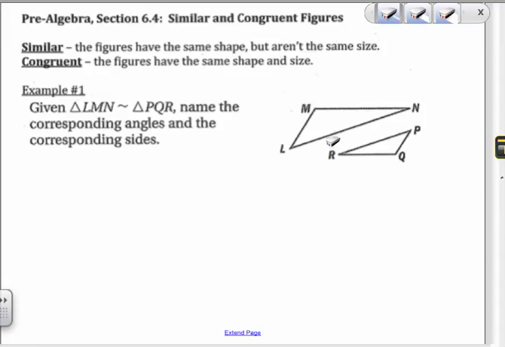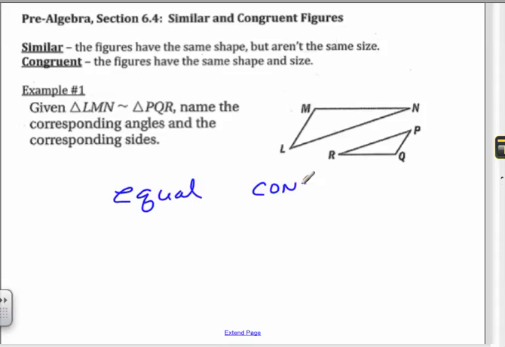There are two words that I want you to think about: equal and congruent. We use equal when we're talking about numbers. We would say that 4 is equal to 4. We'd use the equal sign. But when we're talking about shapes that are exactly the same, we would say that they are congruent.